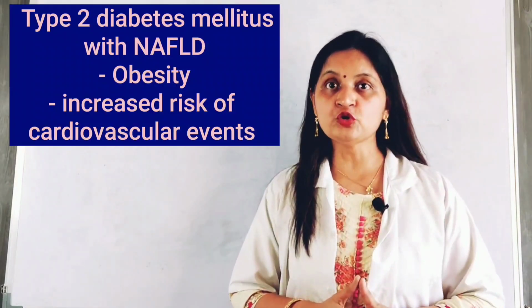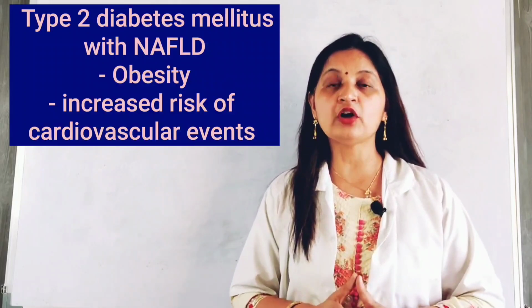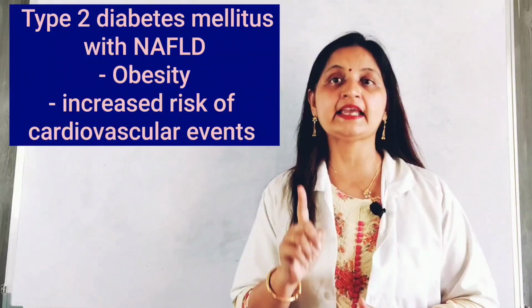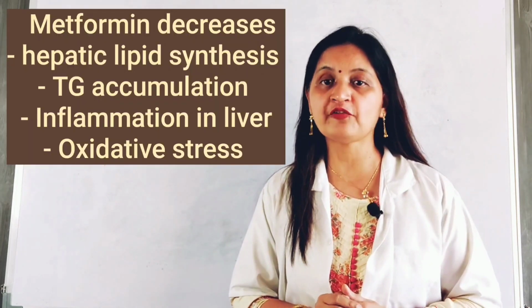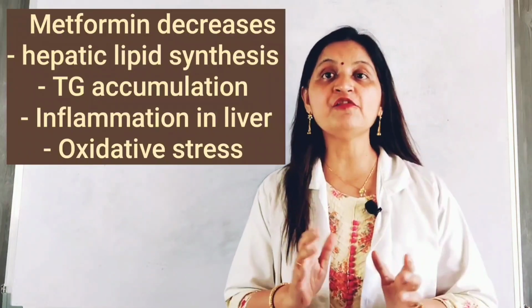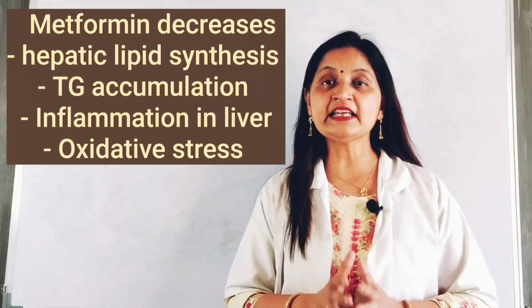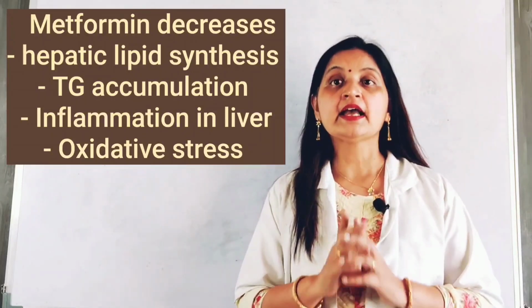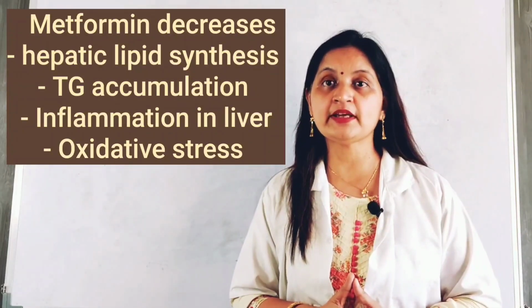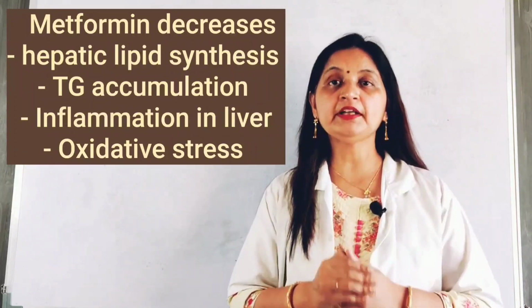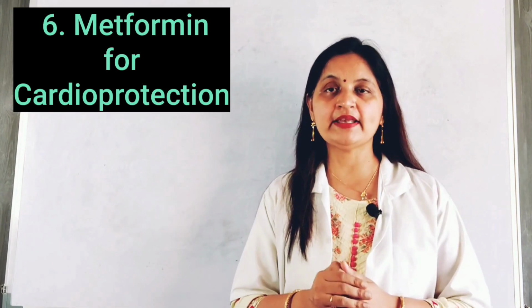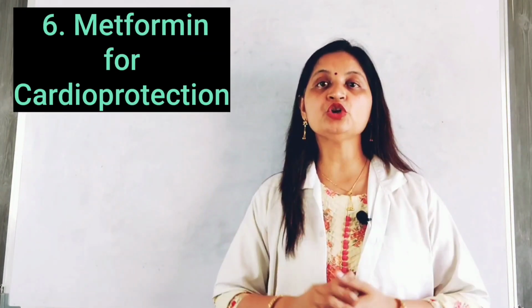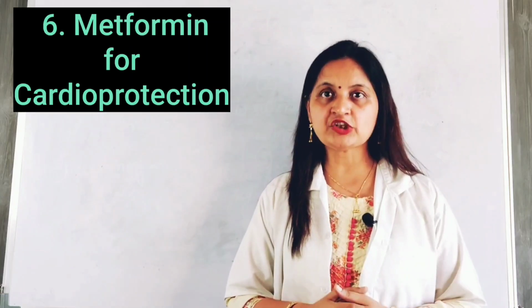So metformin is useful in the treatment of non-alcoholic fatty liver disease by decreasing the hepatic lipid synthesis, reducing the accumulation of triglycerides, reducing inflammation in the liver, decreasing the oxidative stress and correcting the metabolic derangements. Therefore, metformin is particularly preferred in type 2 diabetes mellitus patients with non-alcoholic fatty liver disease and obesity. The sixth clinical use of metformin is cardioprotection.